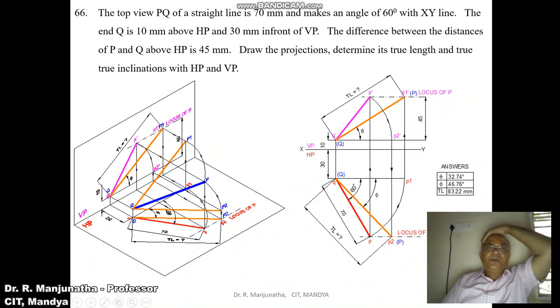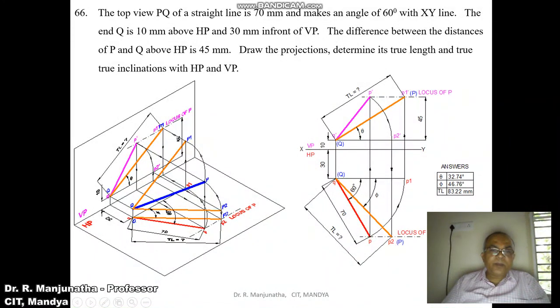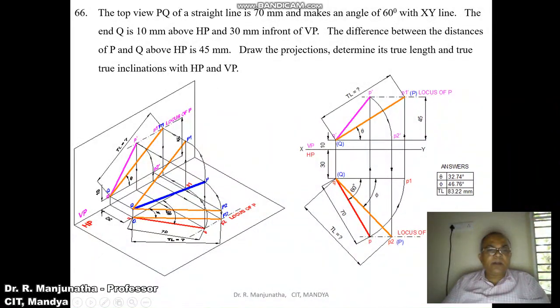he has given the top view line. So once you get the top view line, you are going to get the locus of Q and the locus of P in the top view. And since the difference is given here, we know the locus of Q and the locus of P in the front view. So once you know that, as we know the line which is cutting at this particular point, this is the distance which is above HP, and this is the distance in front of VP. So you got this locus point.